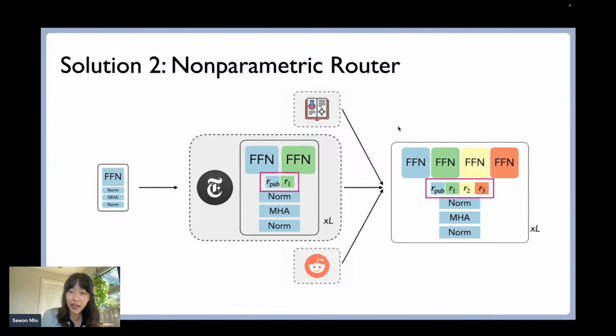Once you do that, they can be merged into a single mixture of experts. The FFNs just stay separate, like a standard mixture of experts. The router embeddings can be concatenated to make a single matrix. And because R_pub is frozen, these are already synchronized. Then R1, R2, and R3 can come from different data owners. Is that clear?